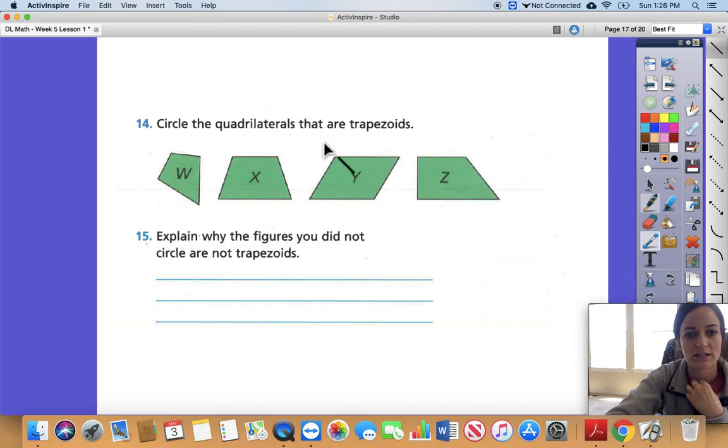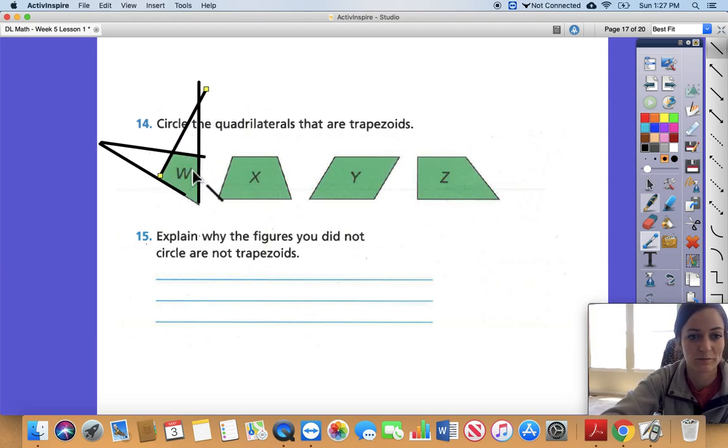All right, so let's look at which ones of these are trapezoids. If a trapezoid is a quadrilateral with one pair of parallel sides, well, let's look. If I were to extend these sides, would they be parallel to each other? No. Okay, so then let's test the other side. Are these parallel to each other? No. So this is not a trapezoid because it doesn't have even one pair of parallel sides.